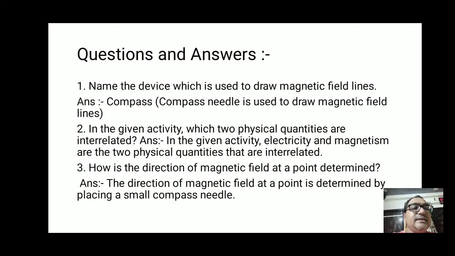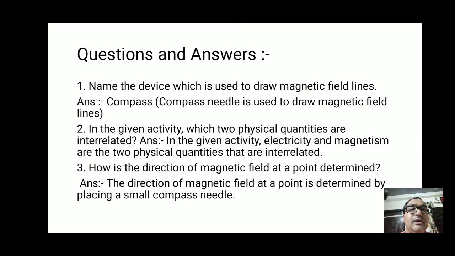Now students, let's take certain question answers based on this activity. The first question is: name the device which is used to draw the magnetic field lines. Here a compass should be used, or we can specifically say the compass needle is used to draw the magnetic field lines. We have to use the compass needle available in the compass.